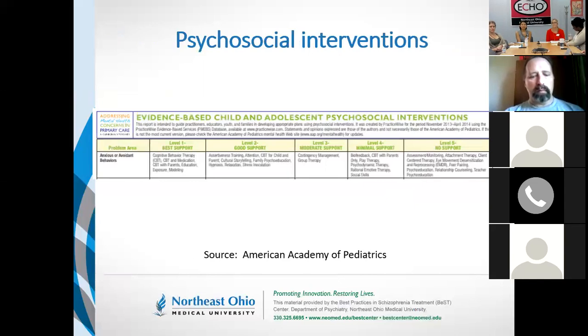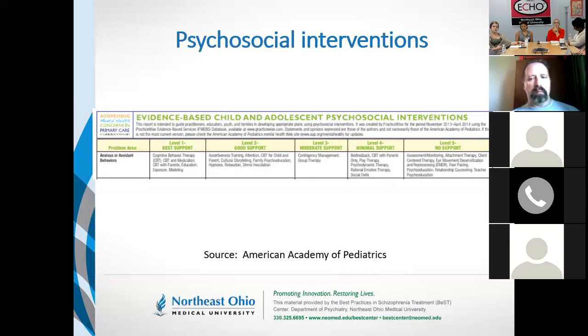It's just looking at different levels of support for different interventions for anxiety disorders in children. It may be a little bit difficult to read, but each column represents a different level, starting from level 1 on the left, which they've labeled as best support, all the way down to level 5, which they've labeled as no support. In their level 1 category, the best support in terms of psychosocial interventions, they've listed cognitive behavioral therapy, CBT with medication, CBT with parents, education, exposure, and modeling.